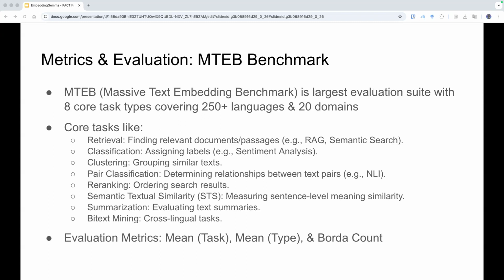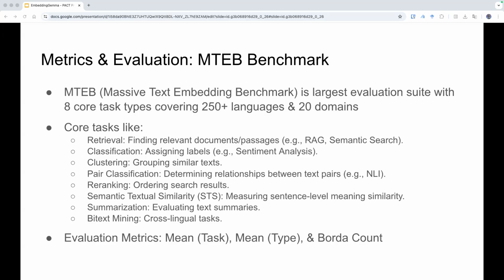The benchmark that we use is the MTEB benchmark. It covers 8 core task types, but also has a lot of internal tasks, and covers 20 domains and a lot of languages. I believe almost all the languages. The core tasks go over retrieval, clustering, pair classification, re-ranking, semantic textual similarity, and bitext mining as well.